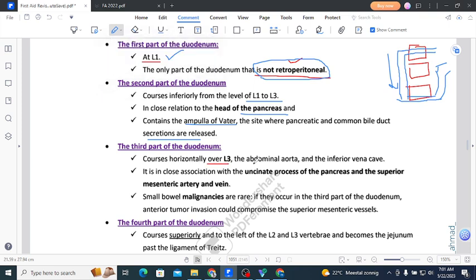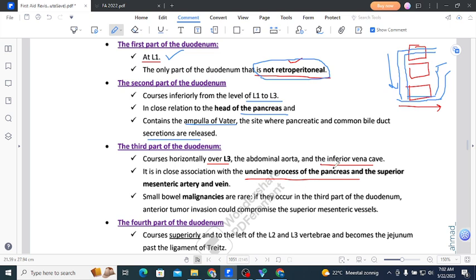courses horizontally over L3, the abdominal aorta and the inferior vena cava. So it is coursing horizontally, like this is the third part. It is in close association with the uncinate process of the pancreas and the superior mesenteric artery and vein.